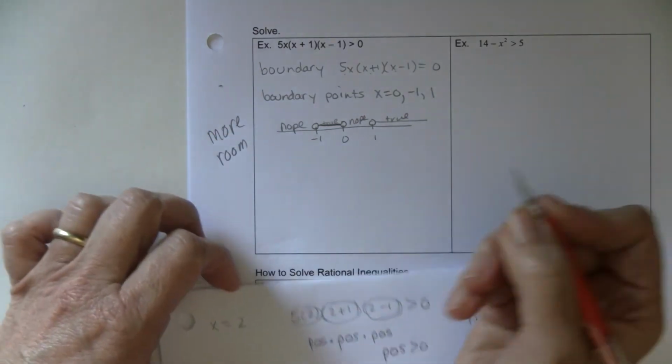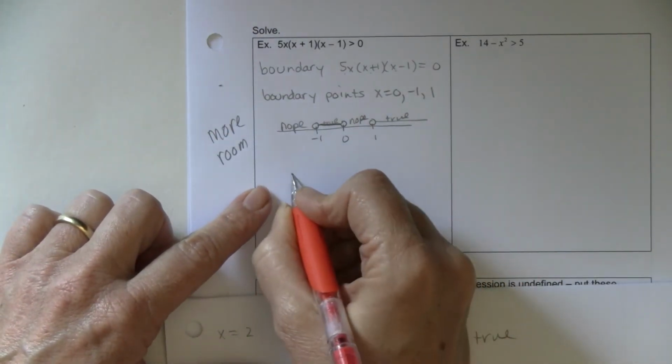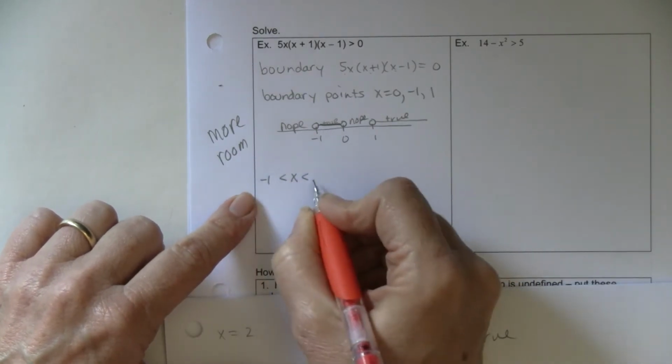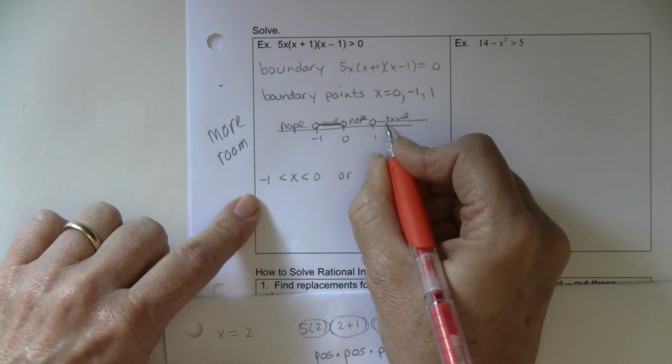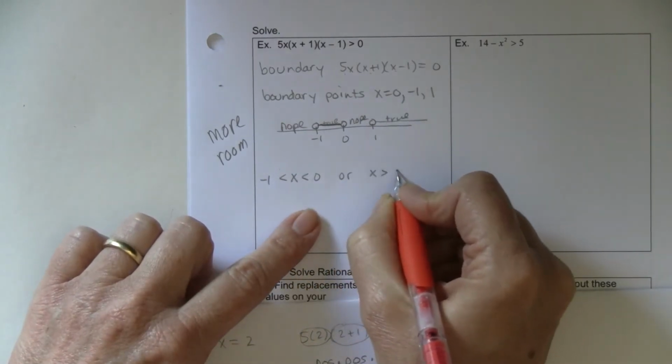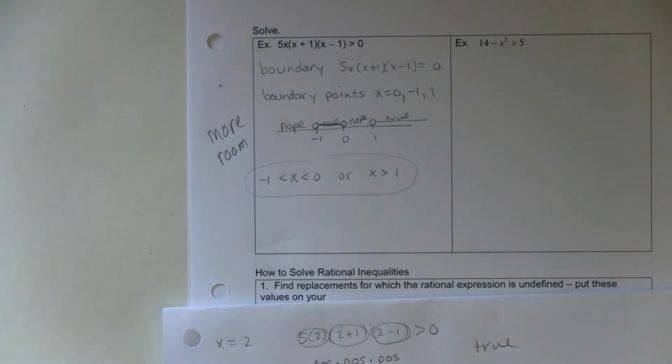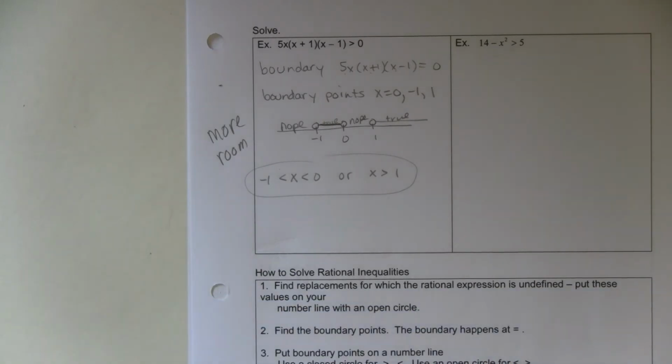So my solution is trapped between, and I want strict inequality, -1 and 0, or my solution is bigger than 1. So there's my answer. So I have infinitely many answers, and my answers are all between -1 and 0 and bigger than 1. And if you're thinking, boy, that's awkward, how you have to write that, we're going to have a better way of writing that in Chapter 10. So it's coming. Okay, so we did a lovely job on that.